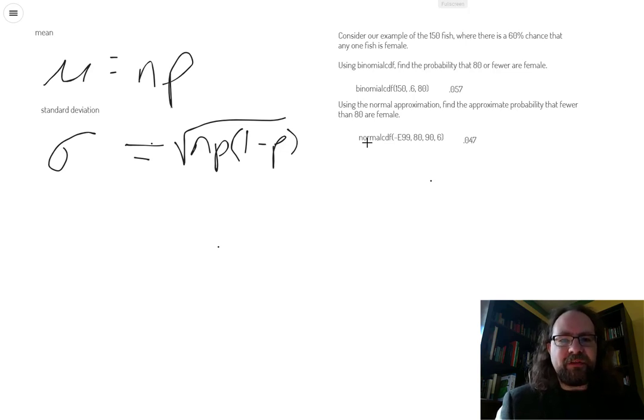The technical reasons why that works would be covered in a more technical statistics class, but that's what you need to know for right now. If you're using a normal curve, you always put in the boundary, whether it says fewer than, or at most, or at least, you always include the boundaries.